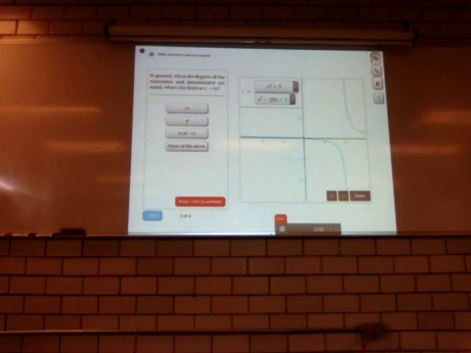Okay, so if the degrees of the numerator and denominator are now the same, what's the limit of a rational function as x gets really big?